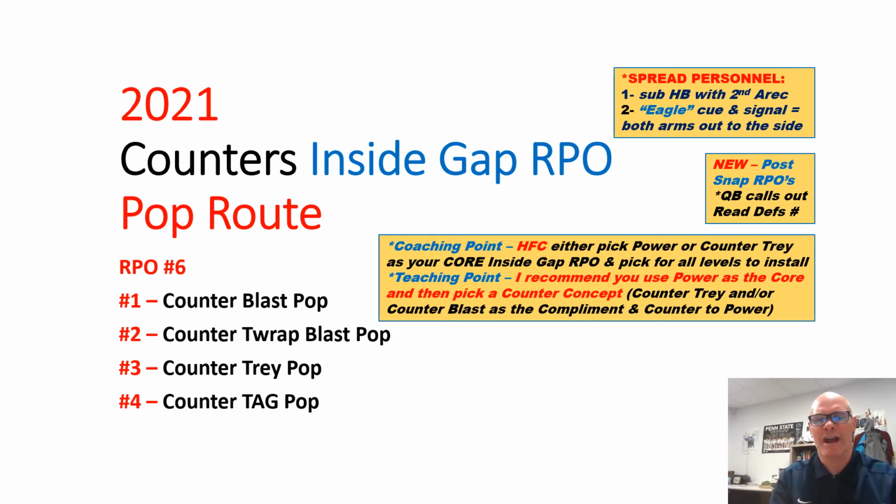I want to go over our counter inside gap RPOs using the pop route concept. This again can be a complement to power using your counter game, or you can make counter your core inside gap concept and use power as a complement. The nice thing is with all of these, we're using pop routes for our receivers and our Sam backer as our read key. Let's take a look.